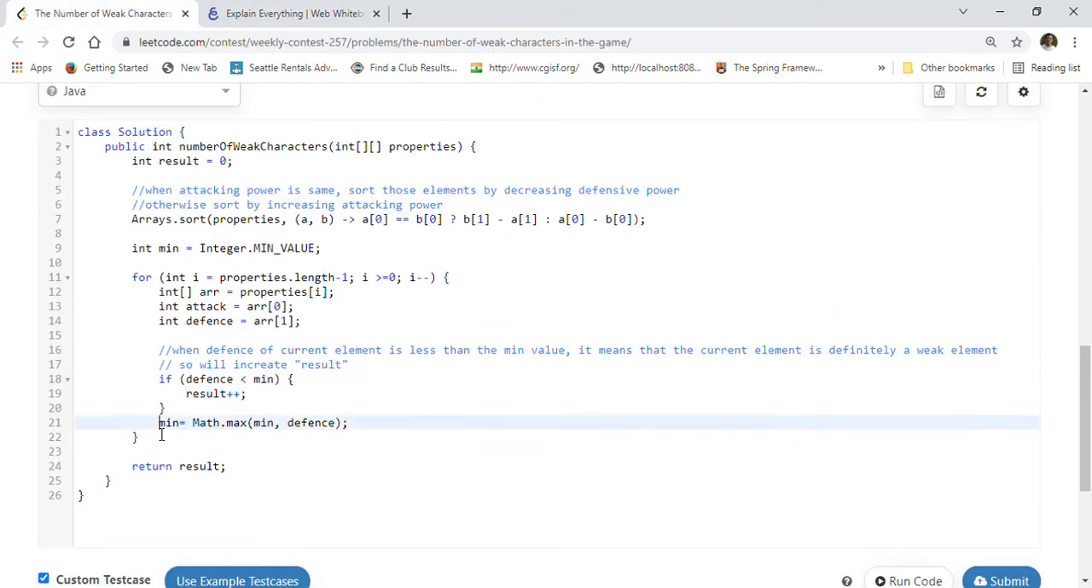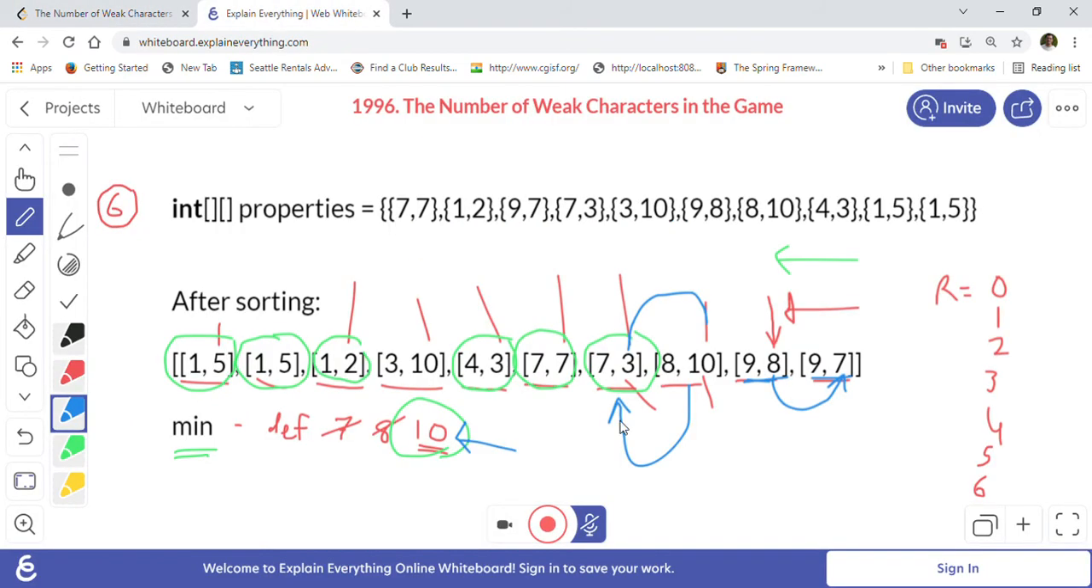And we will update the max if required, right? So max will be the maximum of max and defense. It will be the maximum of max and defense. So maximum means, for example, in this case it becomes 7, then 8, then 10, right?